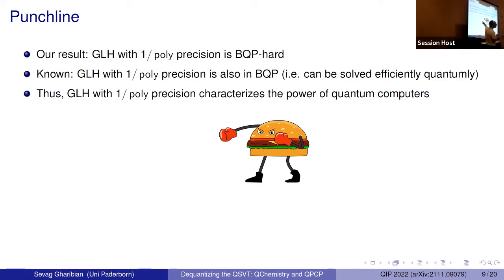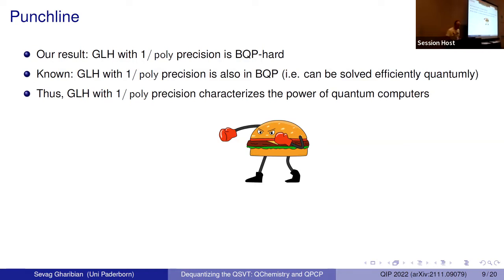So let me just take a moment to tell you the punchline. At this point, we can show that GLH with 1 over poly precision is BQP hard, right? At the same time, it's known that it's in BQP. You can solve it efficiently quantumly. So in other words, GLH with 1 over poly precision perfectly characterizes the power of what it means to do efficient quantum computation, right?